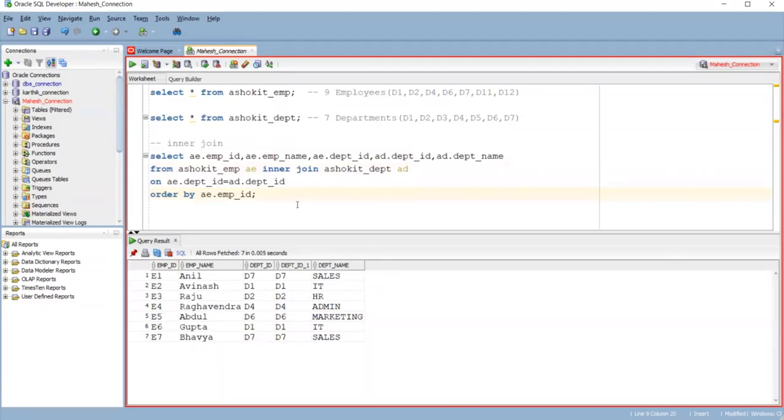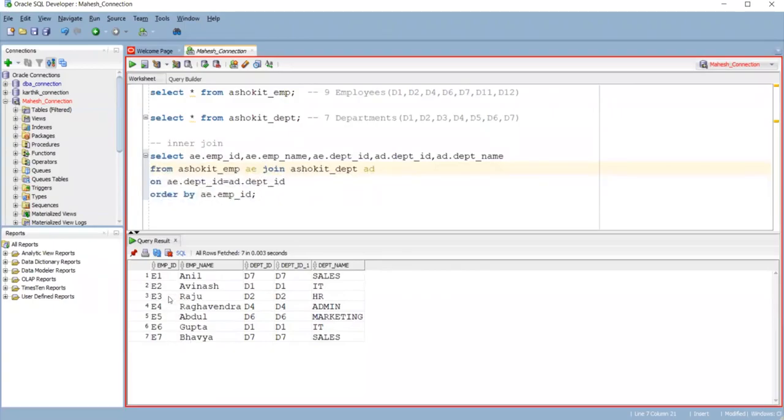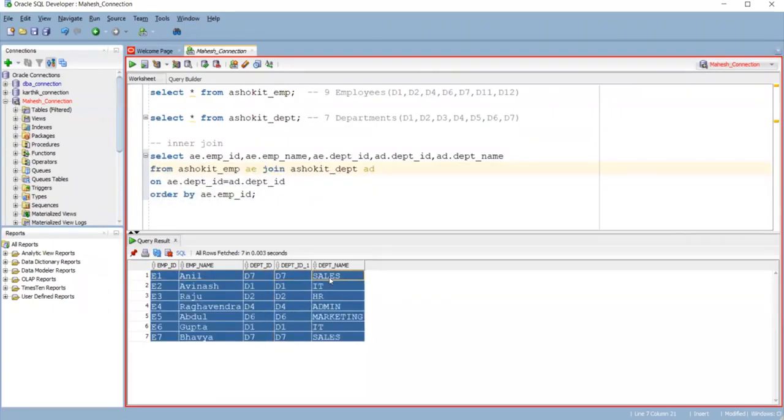So see, sir, when you execute the same query with the inner join word, we got 7 employees information. And when you execute the same query with the help of the join keyword, you got the same 7 employees information, sir. Understand? Both join and inner join are one and the same. Understand, sir?